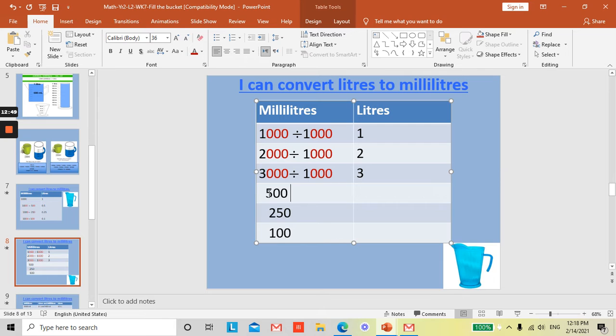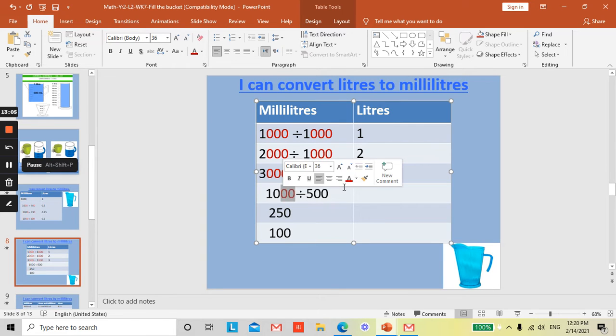Here we are going to take 1000 divided by 500. So we are going to take the first two zeros and the first two zeros here. On this side we have 0, so it's going to be 0.5 on the other side. 0.5 liter, that is half a liter.